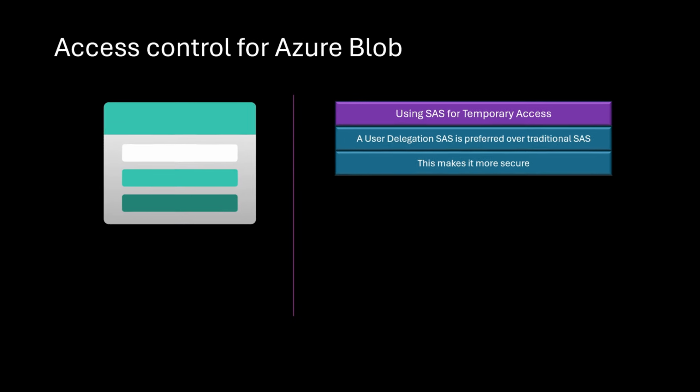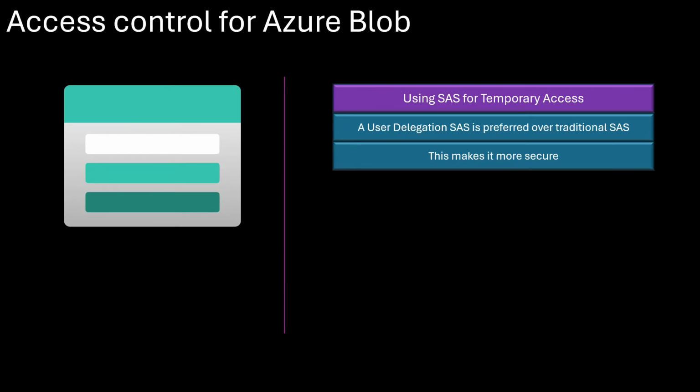In scenarios where Microsoft Entra ID authentication is not feasible, you can use shared access signature. Instead of granting full access with an account key, SAS provides time-limited, permission-scoped access. A user delegation SAS is preferred over traditional SAS because it is secured using Microsoft Entra credentials rather than the storage account key. This makes it more secure, as compromised storage account keys won't affect user delegation SAS tokens.